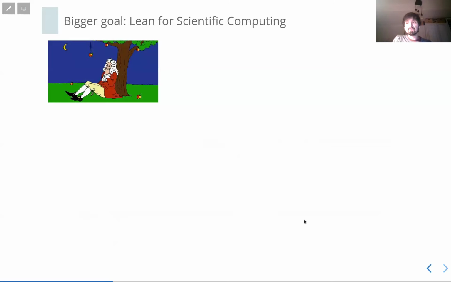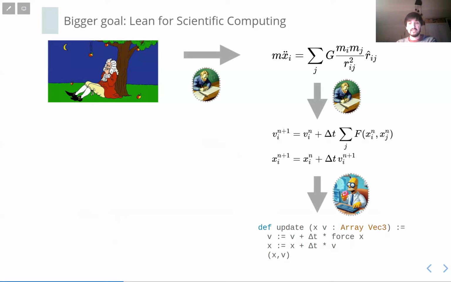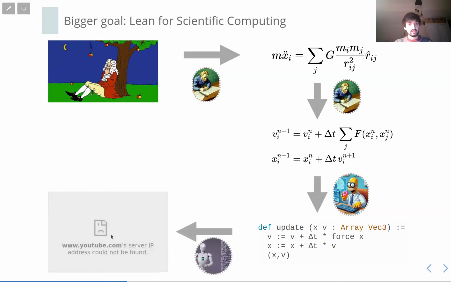To give a little bit bigger picture of why I'm interested in using Lean for scientific computing: in scientific computing, we want to model the world. Let's look at the process of how we do that. If you want to model the world around us, we have to look around and formulate some mathematical model of the world. Then we have to reformulate it and usually manipulate the equations such that it's in a form that we can implement on the computer. This is usually done by hand. Then you have to go through the painstaking exercise of actually implementing it in some programming language. Then we can finally run it.